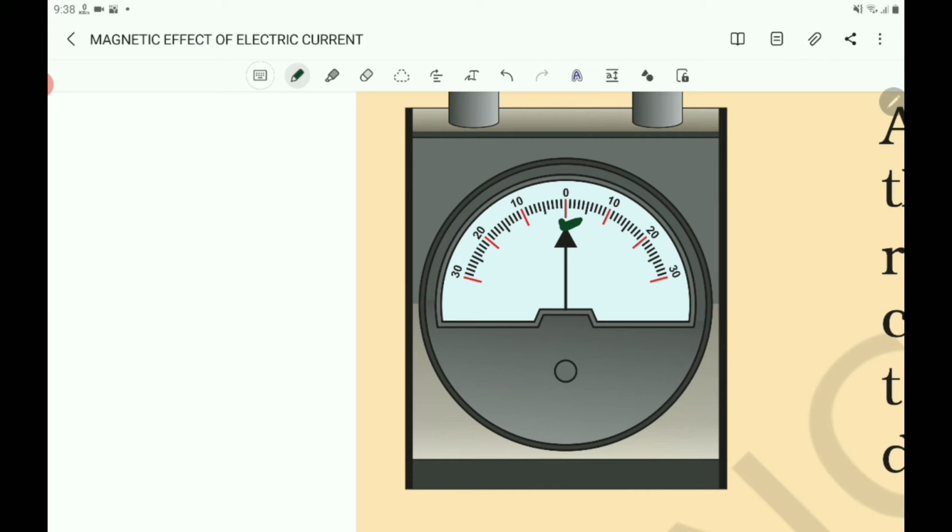It can deflect either to the left or to the right of the 0 mark depending on the direction of current. Here the needle can move towards left or right, depending upon the direction of the flow of current. This is about the galvanometer.